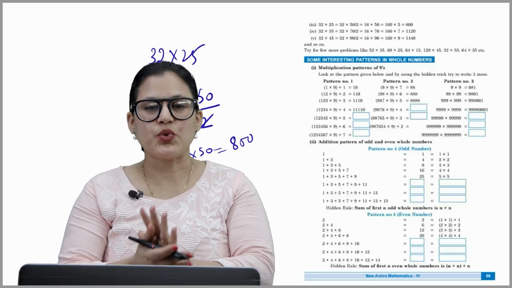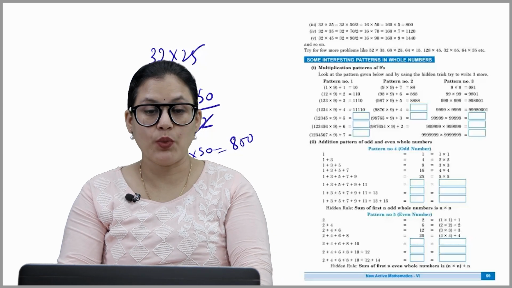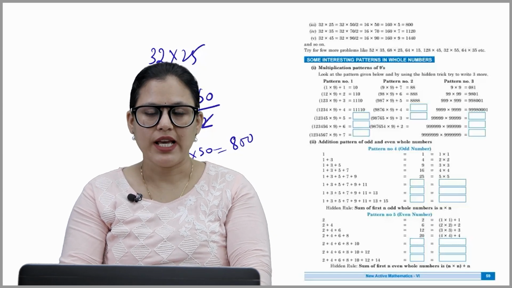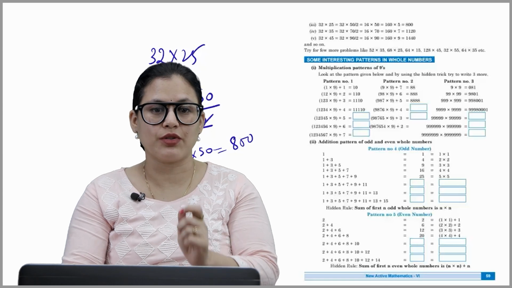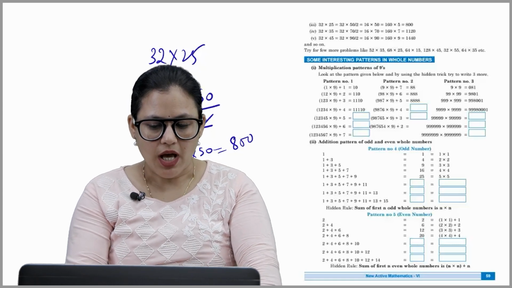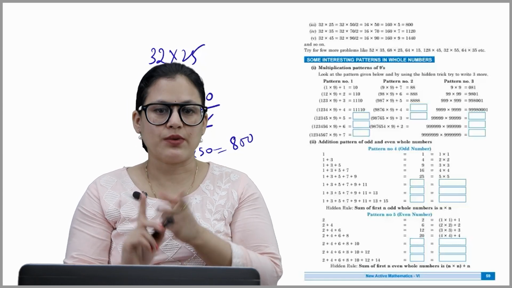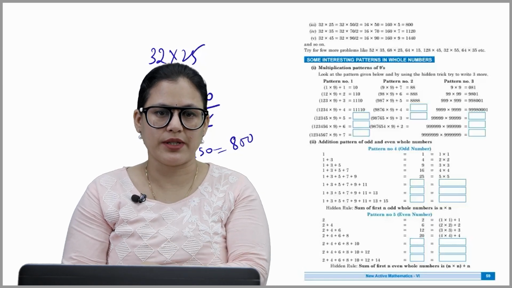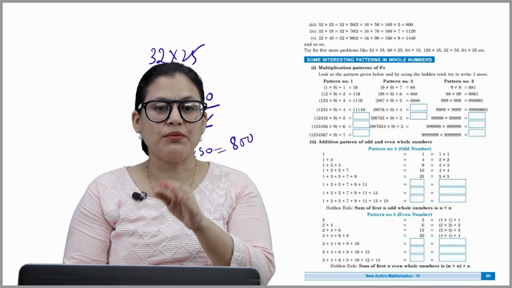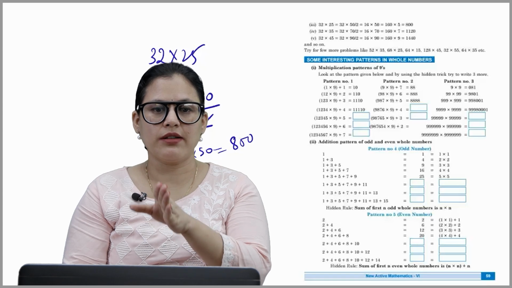Some interesting patterns in whole numbers. Number 1, multiplication patterns of 9s. Look at the pattern given below and, by using the hidden trick, try to write 3 more. See, 1 into 9 plus 1 is 10. Now 12 into 9 plus 2 is equal to 110. And 123 into 9 plus 3 is equal to 1110.